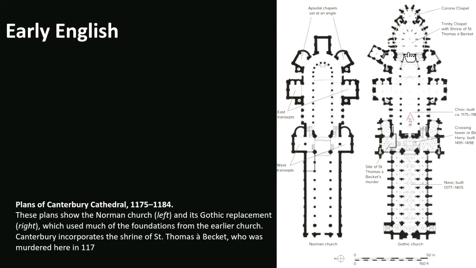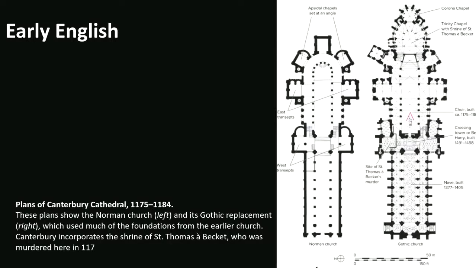So the apse gets this Corona chapel, again, we talked about it, it sort of looks like a crown, and then we have this Trinity chapel, so this apse becomes a bit more crazy. We get this rounded transept, you get another transept, and so you get two crossings now, so it becomes a lot more complicated. And this is part of a monastery, based upon Becket's martyrdom.